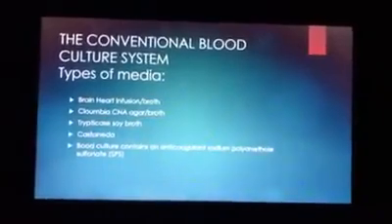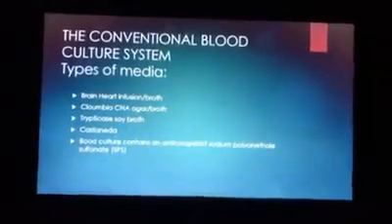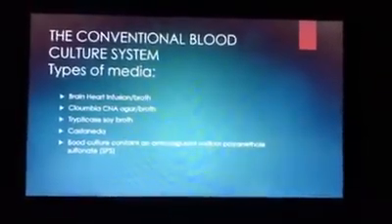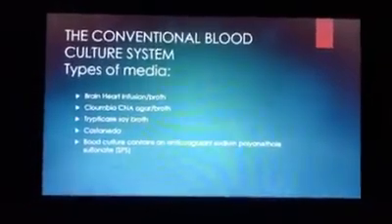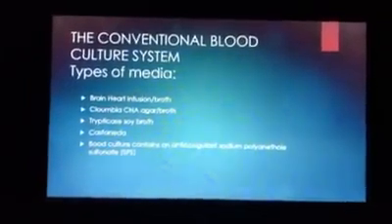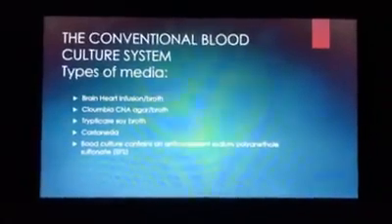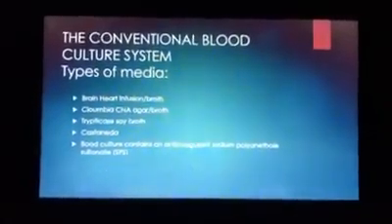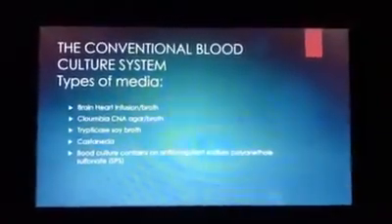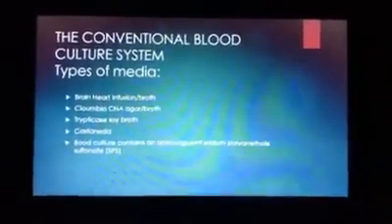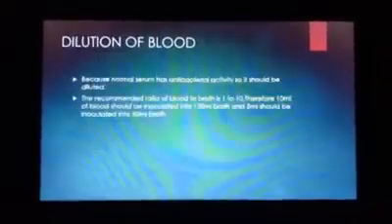Now, the conventional blood culture system. The first system is the conventional blood culture system. The types of media that are normally present in the blood culture bottle are brain heart infusion broth, Columbia CNA agar or broth, trypticase soy broth, and Castaneda. Blood culture contains an anticoagulant, sodium polyanethol sulfonate. Now, this anticoagulant helps in the anticoagulant activity of the blood, and secondly, it enhances the growth of microorganisms in the blood culture bottle.